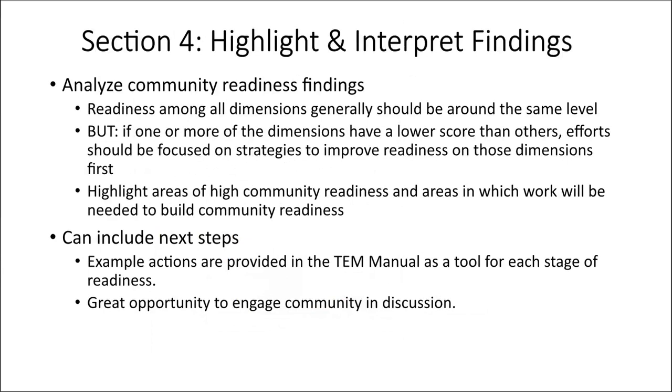Section 4 is really going to talk about highlighting and interpreting the findings from your CRA. It's going to analyze those findings. In general, we're hoping that your readiness is going to be about the same across all those dimensions, but it may be that one or more dimensions has a lower score than the others. And that's going to tell you a lot about where to focus your strategies to build readiness. This section also allows you to highlight areas of high community readiness and areas in which work will be needed to build community readiness. This section of the report also can include next steps and strategies, and the Tri-Ethnic Readiness Model Manual has a lot of great strategies for building readiness.